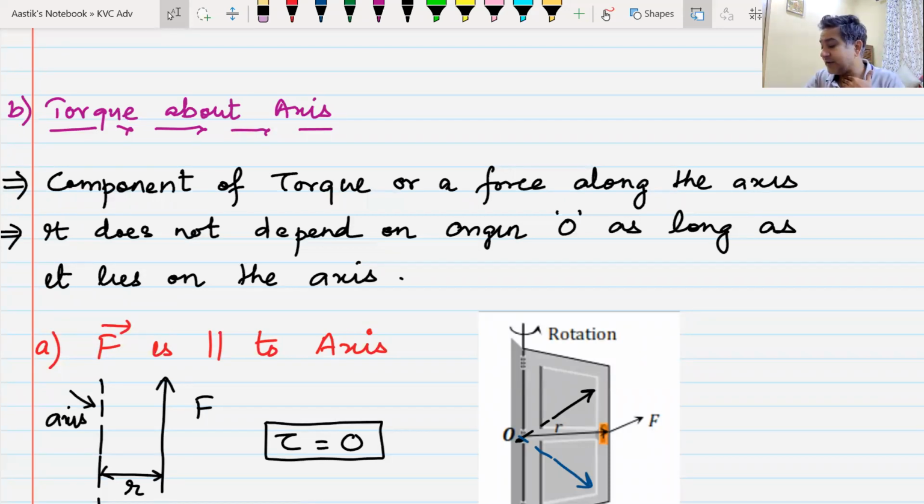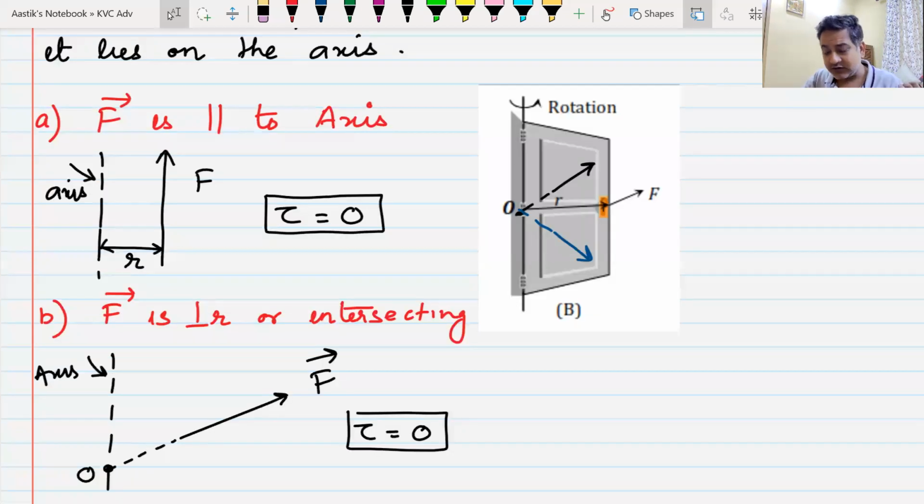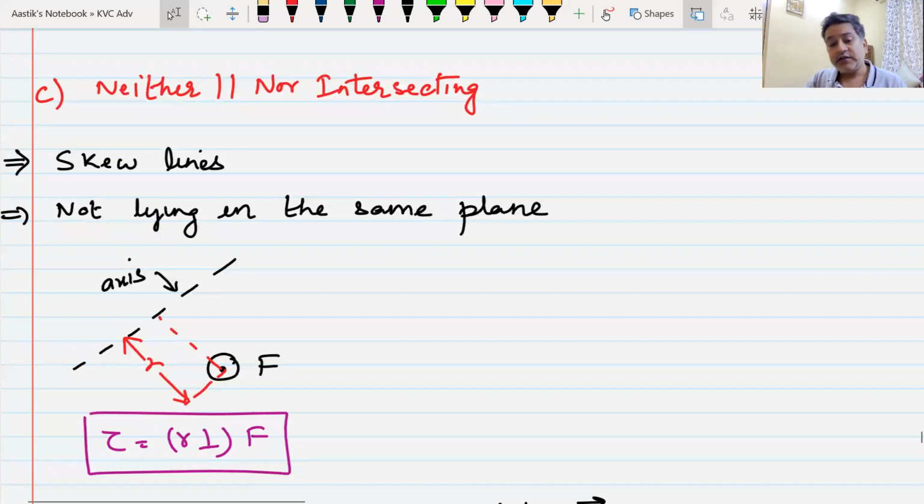We had seen that if the axis is parallel, it is zero. If the axis is perpendicular, it is also zero. The only way you can have a torque is when the lines are skewed. And in that case, it is R perpendicular multiplied by F. It basically means the component of the torque which lies along that axis.